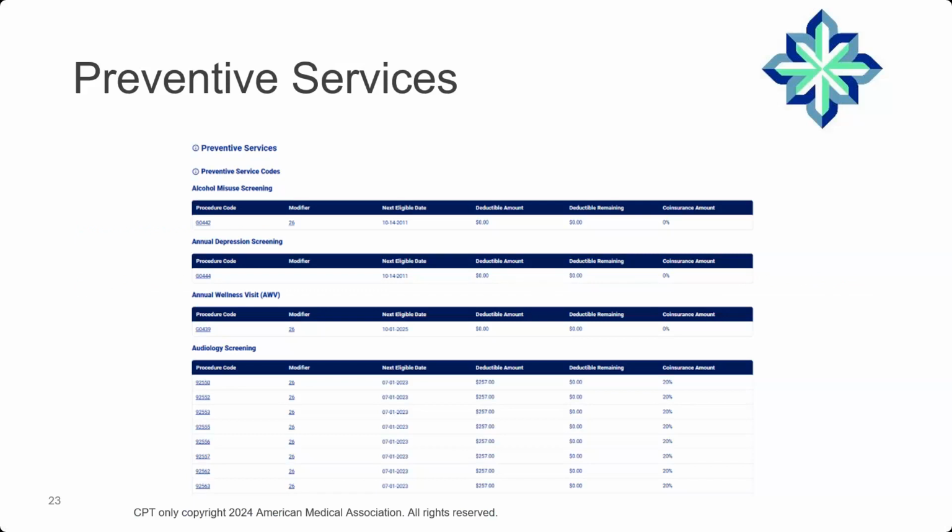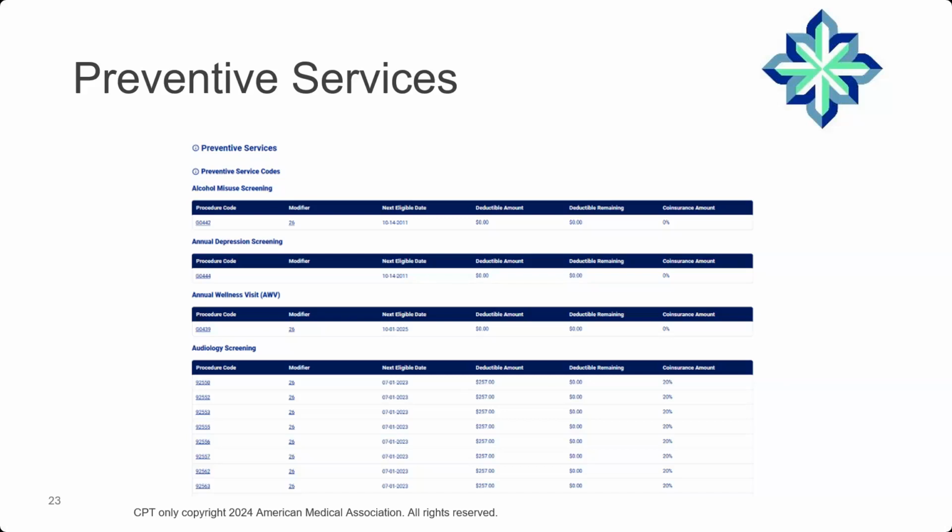Here you're going to find information about preventive services that are subject to frequency limitations. So things like the annual wellness visit, diabetes screening, mammograms, things like that. The procedure code is going to be listed along with the next eligibility date. Many of the preventive services are provided without deductible or coinsurance being applied, but there are some services where that can be charged. So you might find information in those fields.